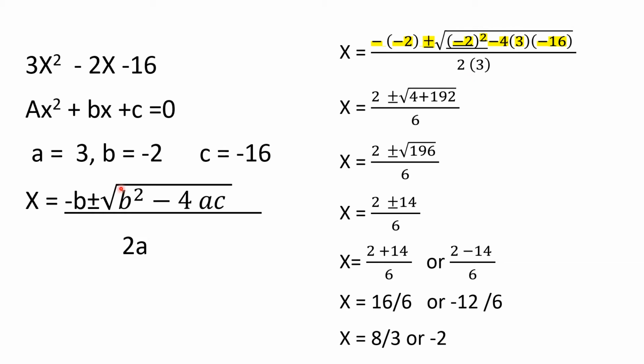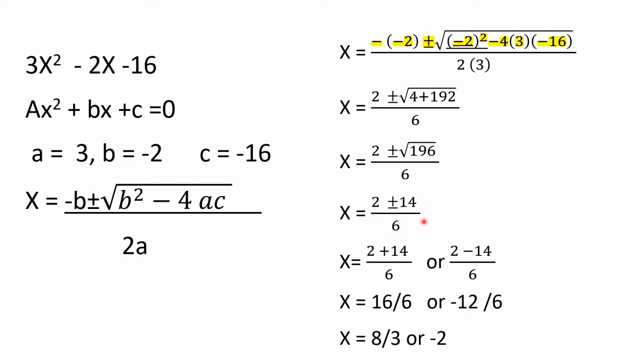4 into 3 into minus 16 by 2a. 2 into a is 3, 6. So x equal to minus into minus, what you will get, plus 2 plus or minus square root of 2 2s are 4, minus into minus plus, 4 3s are 12, 12 16s are 192, whole thing divided by 6. So 2 plus or minus, 4 plus 192 is 196, square root of 196 by 6. 2 plus or minus square root of 196 is 14. So 2 plus or minus 14 by 6.